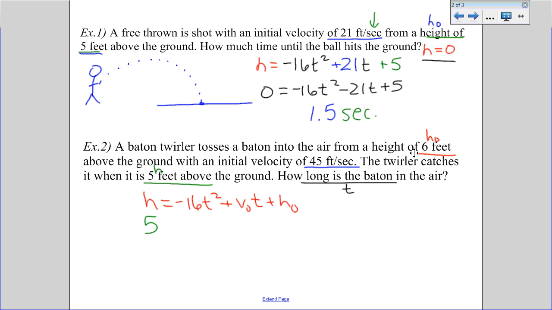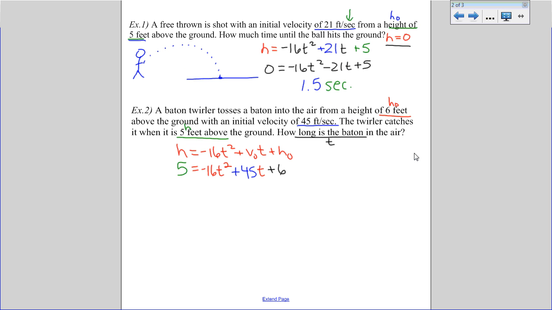Negative 16t squared is always there for these motion dropping problems. Do I know my initial velocity? So I'm going to have plus 45. It needs to be t, because that's your b value. And do we know the initial height that she threw the baton from? 6. So we're going to have plus 6 here.